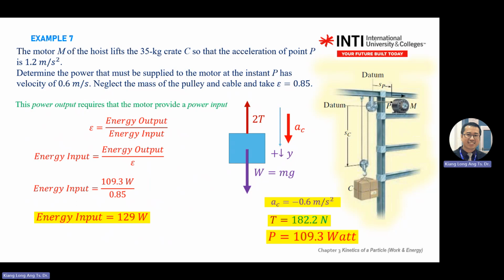Anything less than this, a motor less than this one, you won't achieve the acceleration of 1.2, and you won't get 0.6 instantaneous velocity at P. So this is important when you go to work later. All machines will have efficiency.